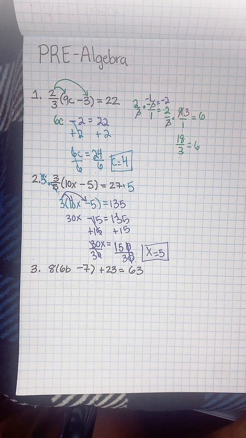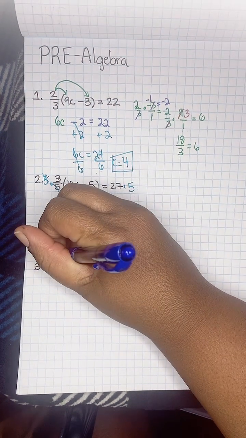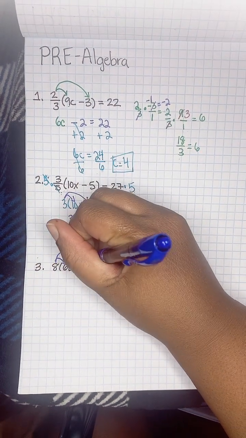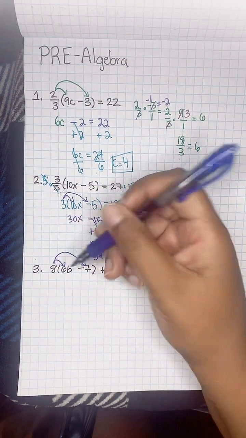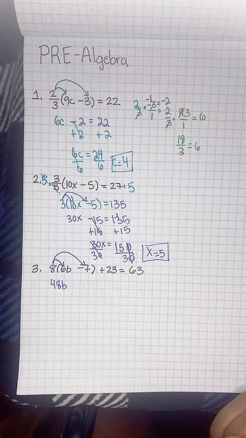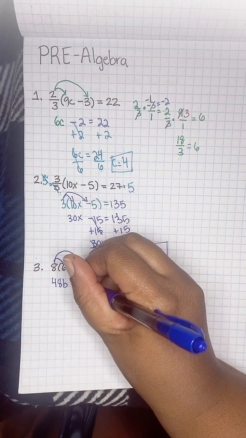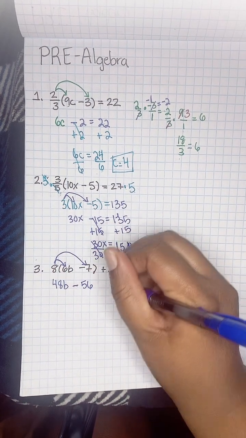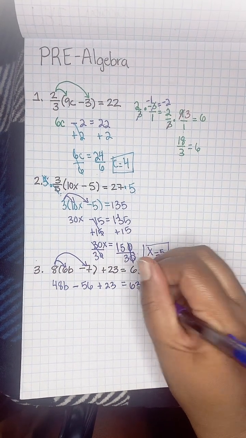Distribute. Good. Distribute. Yes. We're going to multiply. So we're going to distribute this 8 to here and here. Okay. So 8 times 6 is 48B. And then 8 times 7, what's that? 56. We're going to drop down our plus 23 equals 63.